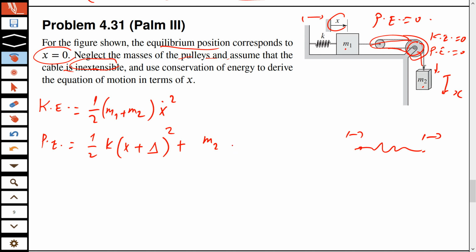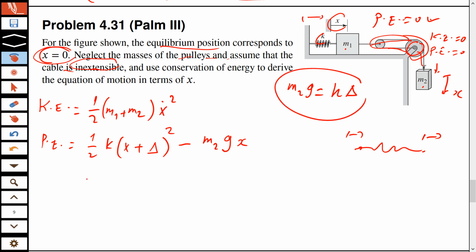So that is m2 g x. When m2 comes down, because potential energy at x is equal to 0 is 0, if something comes below, the potential energy will decrease. So that's why we have a minus sign. And we also know that m2 times g must equal k times the static deflection. That is something we have to remember.